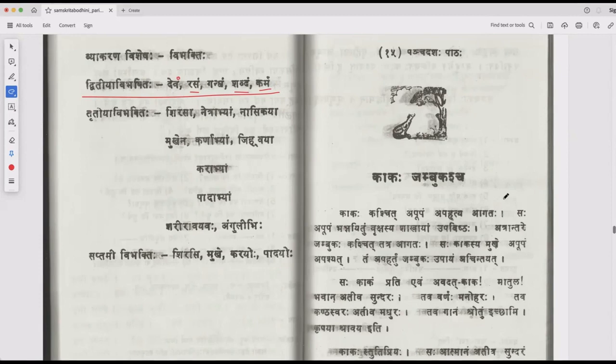You'll have to say the root word with the ending properly, na? So, napumsakalingaha karman shabdaha karma karmani karmani. Very good. Next is tritiya vibhakti. These are all in tritiya vibhakti. So try to write these in the format that we have sent.